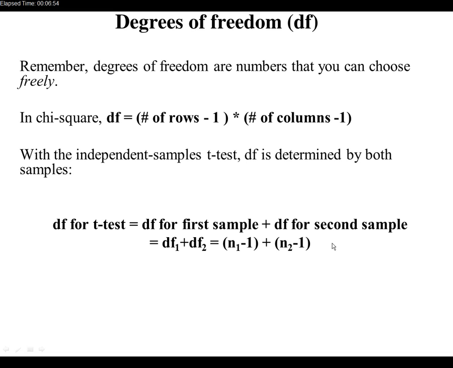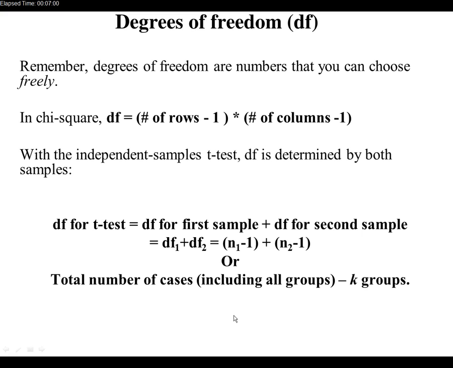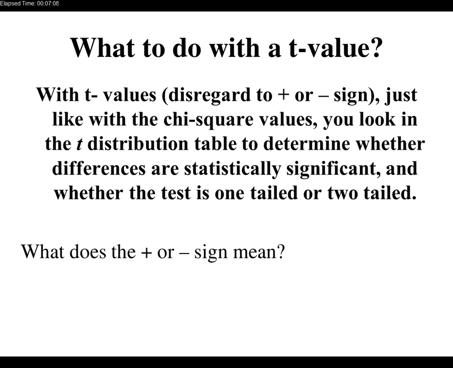And there's the formula, and it is the total number of cases, including all groups, minus k, the number of groups. That's the name of what that parameter is. It's k groups. And what do we do with a t-value? With t-values, we disregard the plus or minus sign.